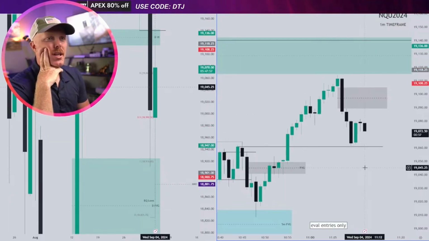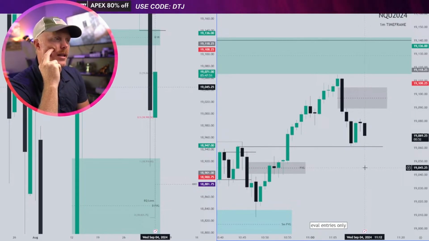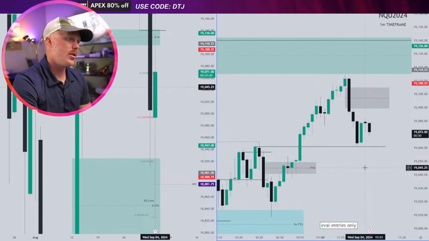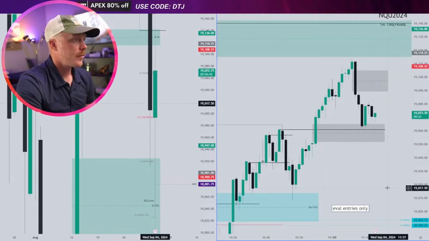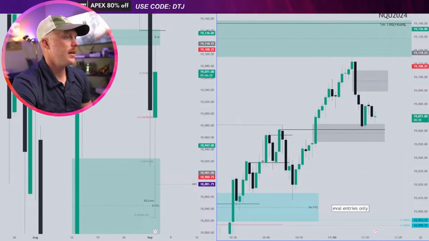Everything that I'm teaching, everything that I'm showing you guys is ICT concepts. It is reading order flow and just understanding how price moves. The other thing is we have a breaker right here. Do you guys see that?